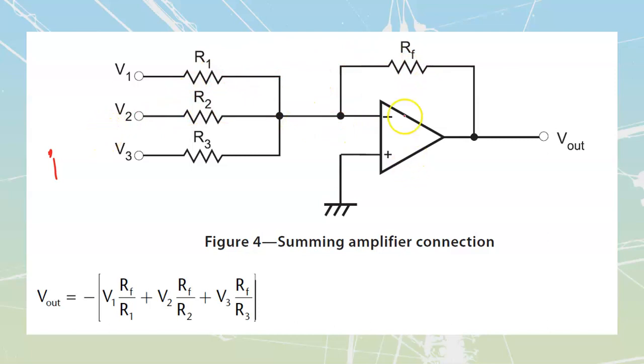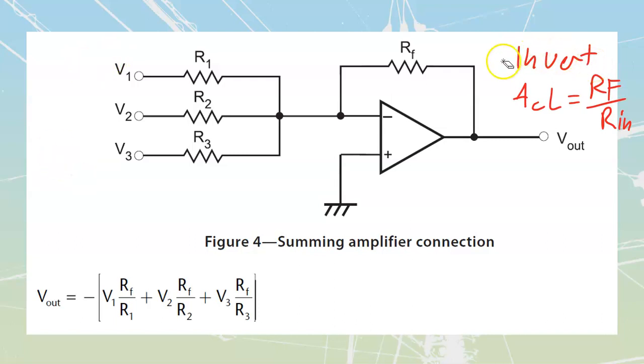If all my feedback and all of my inputs are equal, I see that first of all I'm coming in on the inverting. And on my inverting, my ACL is going to be RF over top of Rin. So I'm going to have this resistor over top of this resistor. It's going to be a 1-to-1 ratio. If I make them all the same, all of my volts that I take in are going to sum together and form my output.